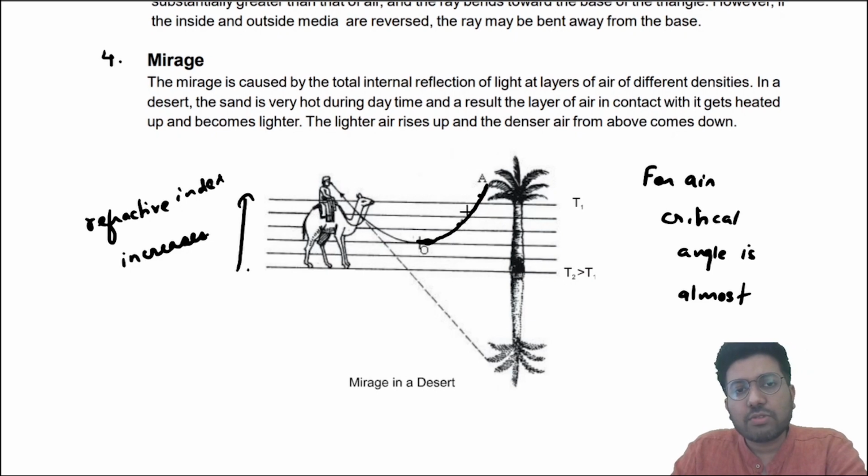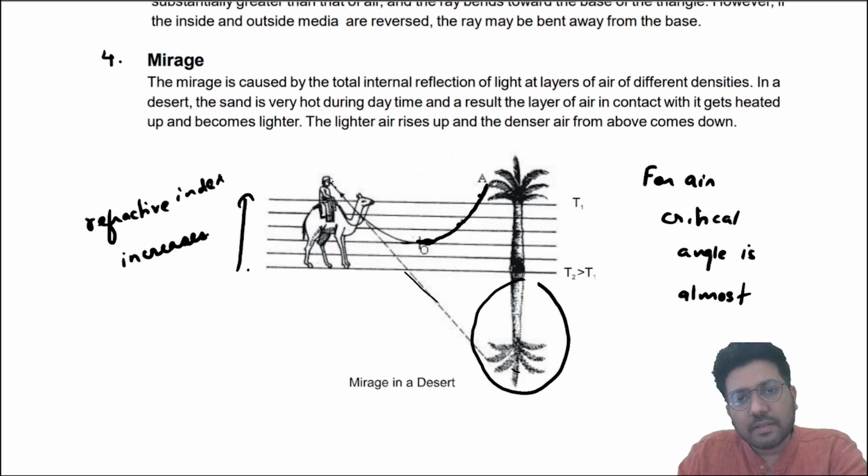When it starts to show TIR, the light after getting reflected from here reaches the eyes of the observer. So when light is reaching the eyes of the observer, it seems to the observer that light is coming from this point, because it is reflected like this. So it appears to the observer that light is coming from this point. So that means it sees the image of this, right?